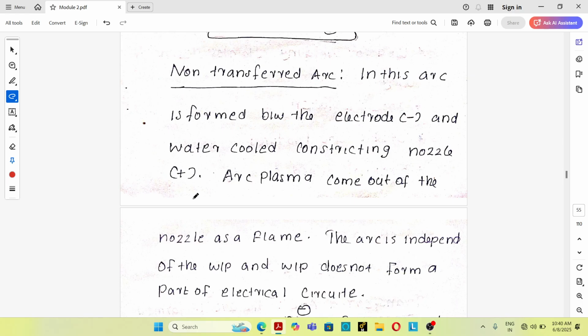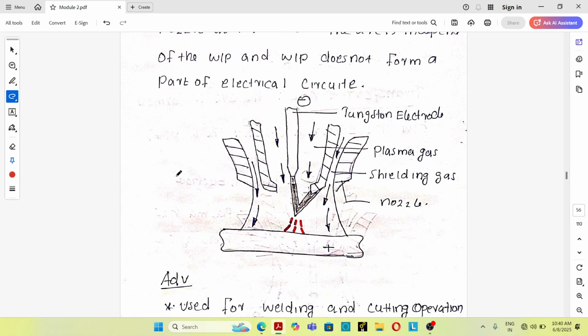The second one is the non-transferred plasma arc welding process. In this case, the arc is created between the negative tungsten electrode and the water-cooled constricting nozzle, which acts as the positive. The workpiece is not positive. Arc plasma comes out of the nozzle as a flame.